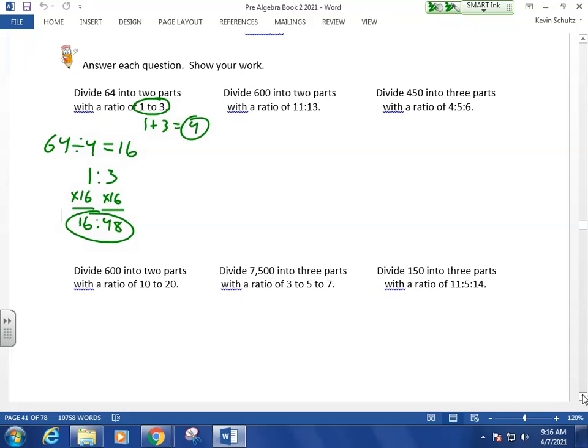If I did my multiplication wrong and I thought that 3 times 16 was 52, and I added 16 and 52 together and realized, oh, wait, that's not 64, I would know that I made a mistake somewhere along the way.